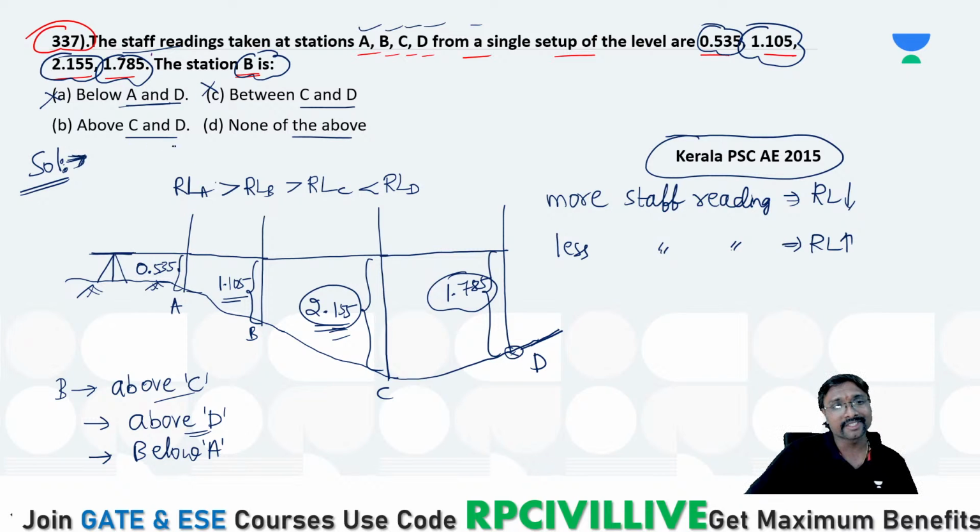The next one is above C and D. Is it above C and D? Yes, above C and D. Option B is correct. It is above C and it is above D. Is that clear, everyone?